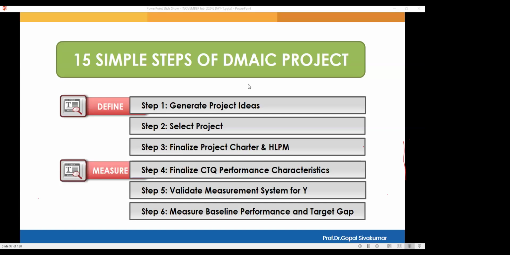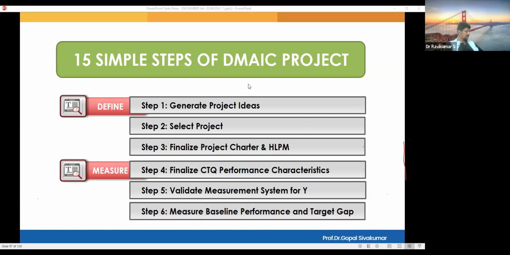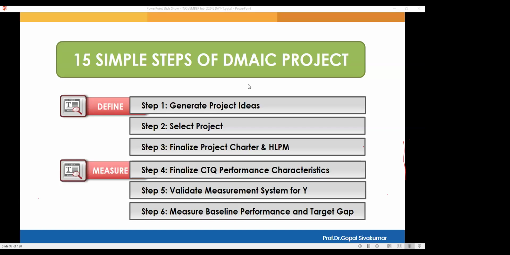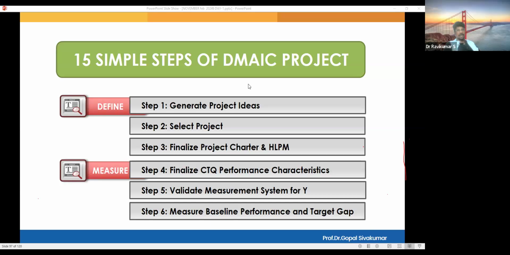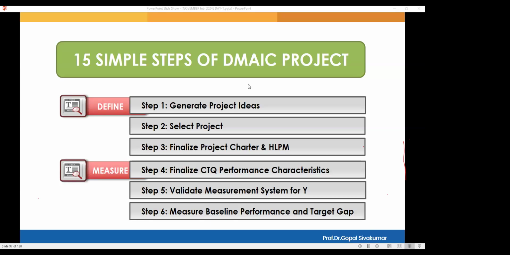First, you have to generate the project ideas. Then, once you generate the project ideas, you have to select the project. How to select, we will see. Then you have to finalize the project charter.